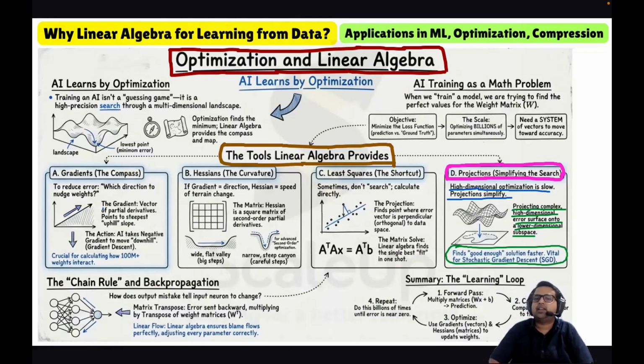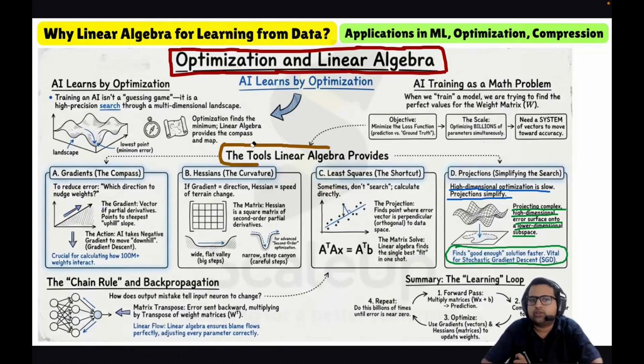So the idea is very clear that using the concept of projections, we can simplify the search. The idea is that if we project a complex high dimensional error surface onto a low dimensional subspace, we can simplify the search. We can perform the search much faster. So we saw the tools linear algebra provides for optimization, like the gradients, the Hessians, the least squares, and the projections. Now let us discuss the chain rule and backpropagation.